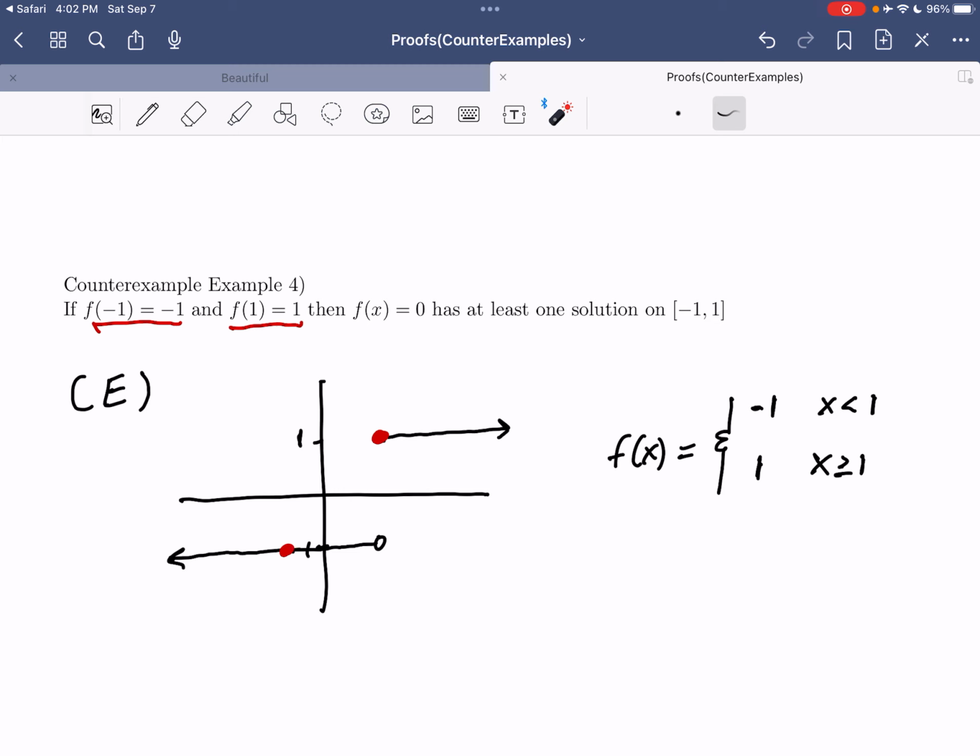Now, notice when we did this, not only did we break the statement, showing why it's not a true statement, we also realized that it would be a true statement if it had the assumption of continuity. In fact, if we had the assumption of continuity along with these two assumptions, then we could use what you learned in Calc 1 as the intermediate value theorem to say that since f of x is continuous, and since it is at negative 1 and 1, it must cross through 0. That's what we call the intermediate value theorem. But since we didn't have that assumption of continuity, we were able to come up with our counterexample.